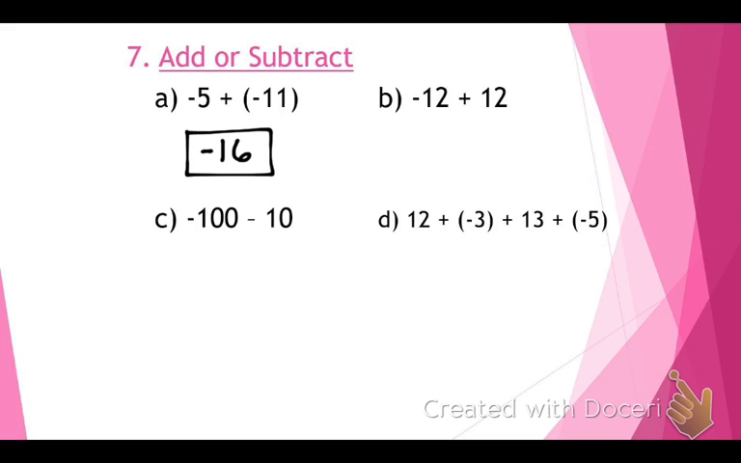Next up, Gabby, negative 12 plus 12. 0 is correct, okay? Anytime you have a number and its opposite, it will always cancel out and equal 0.